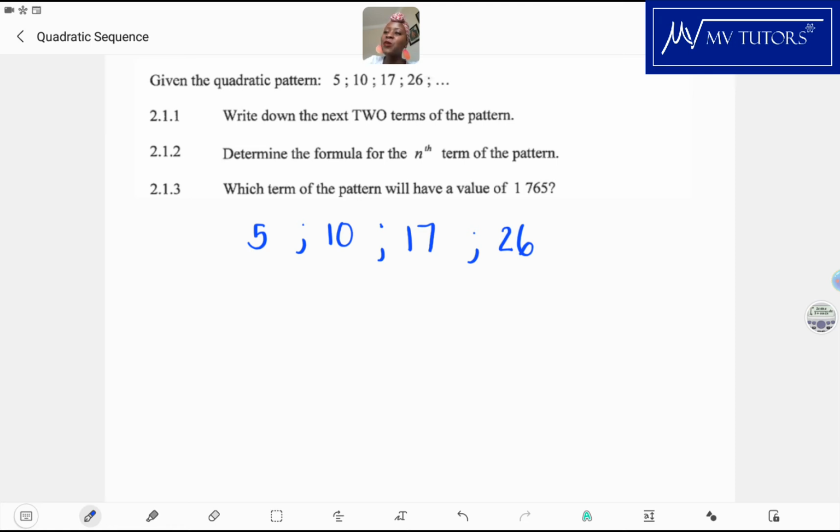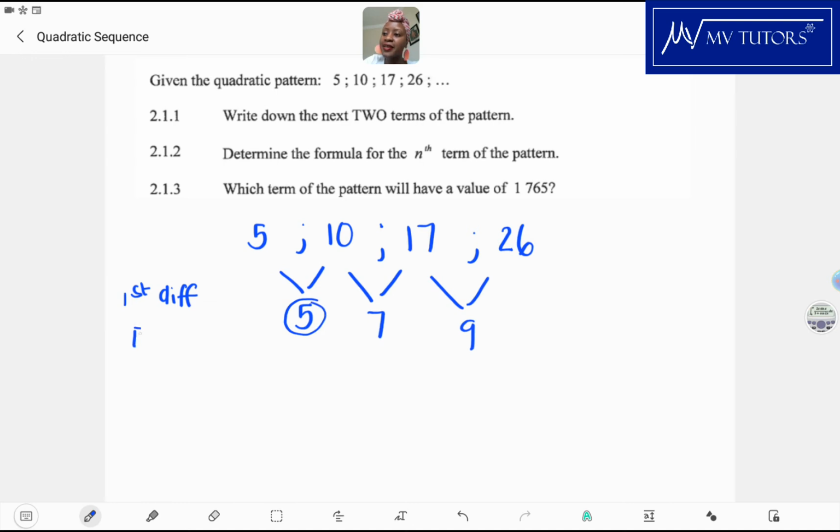So now we're getting the first difference. If I say 10 minus 5, I get 5. If I say 17 minus 10, I get 7. And then 26 minus 17, I get 9. So what I want you to realize about the first difference is that for you to get the terms in the first difference, maybe let's look at 5.